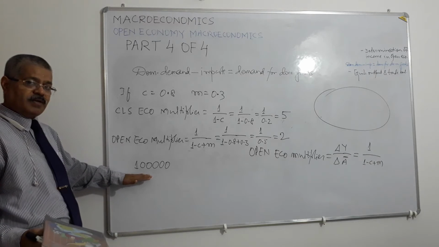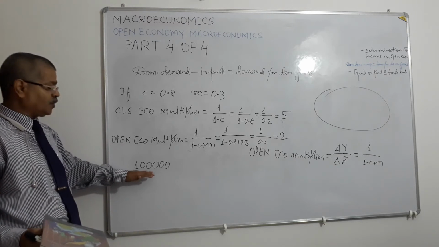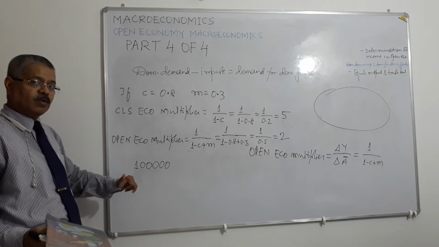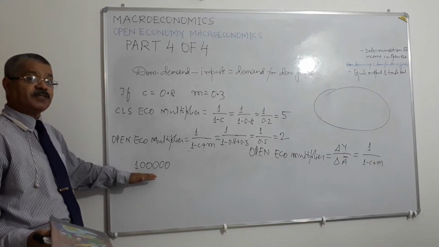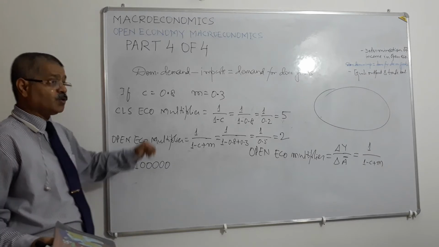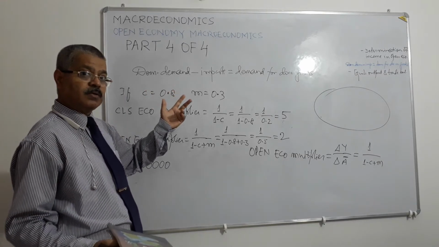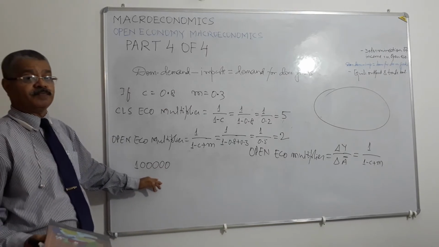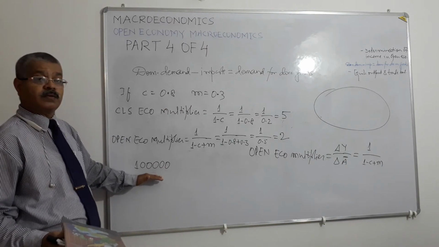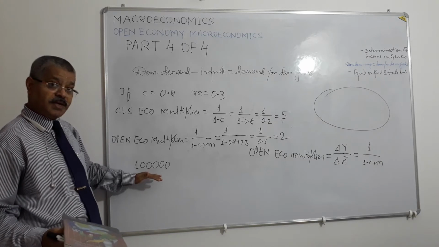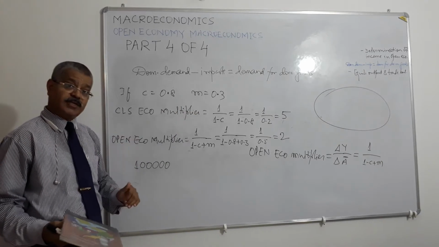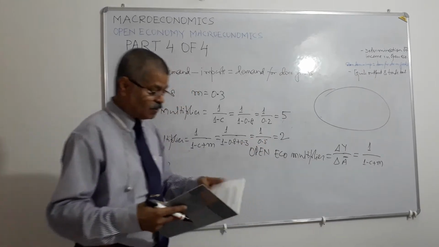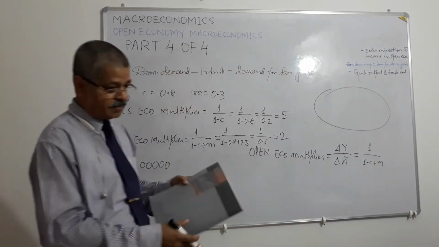Suppose Indian economy is 70% dependent on imports. Government decides to spend 1 lakh crore more. So 70% of this 1 lakh crore, 70,000 crore, will go out for imports. Only 30,000 crore will be there for increasing output, income in the domestic economy. So the multiplier is a low figure, right?